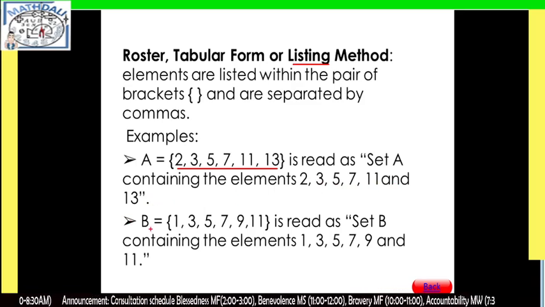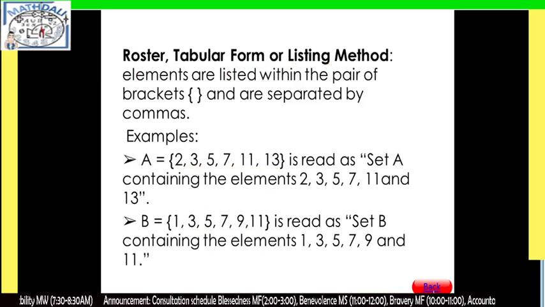Then next example, we have set B. Given these elements inside the brace that is separated by this comma. Okay, so that can be read as set B containing the elements 1, 3, 5, 7, 9, and 11. So that is on how you're going to use this to illustrate the set using the listing method, or that is also known as the roster method.